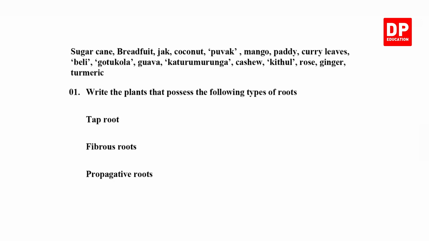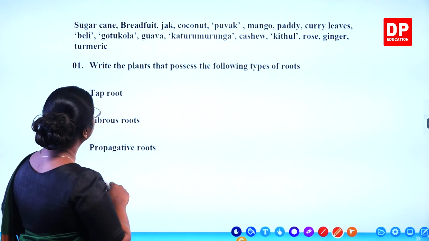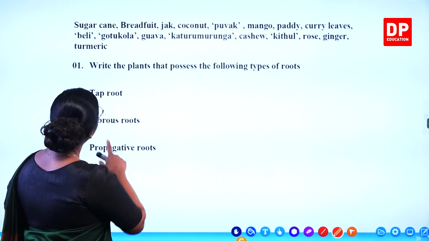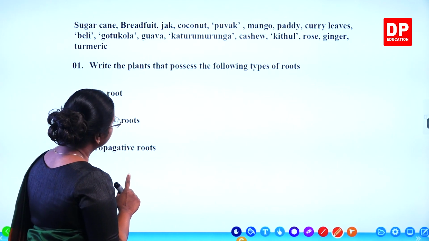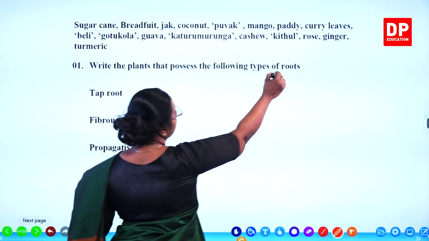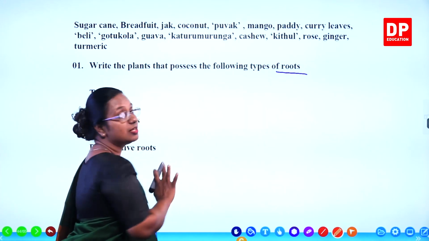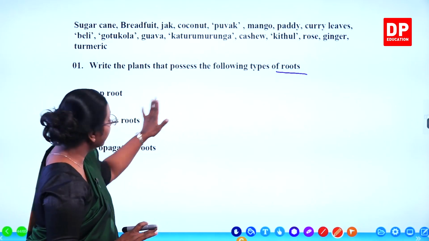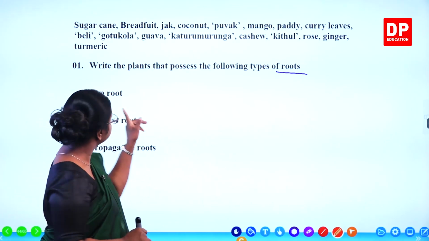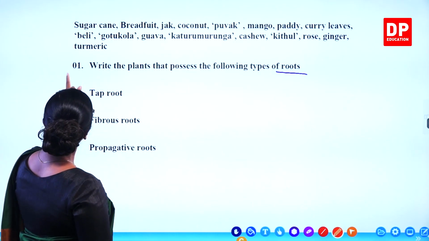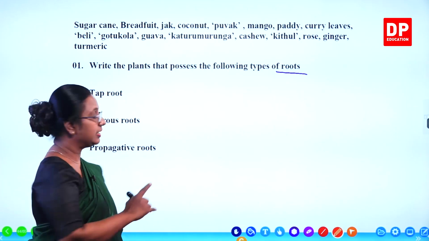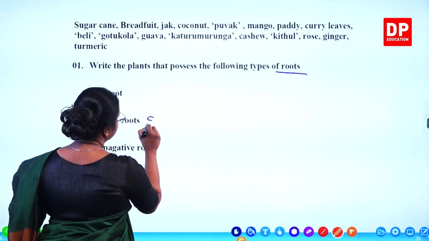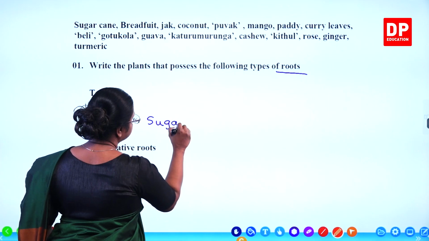Again, the examples are there so that it's easy for us to look at the examples and write. Write the plants that possess the following types of roots. So here it's the roots. You have to look at all the examples and write whatever you can here. Taproot. Sugarcane, what is the root? It is the fibrous root. So sugarcane.